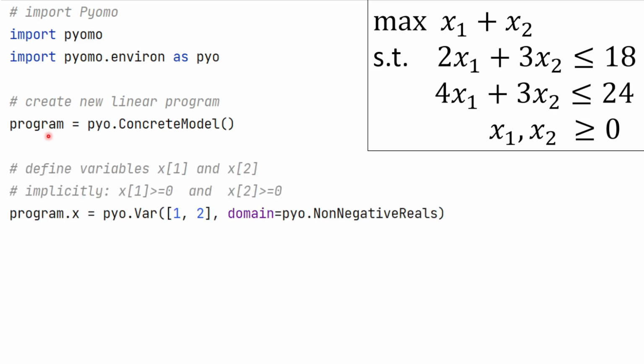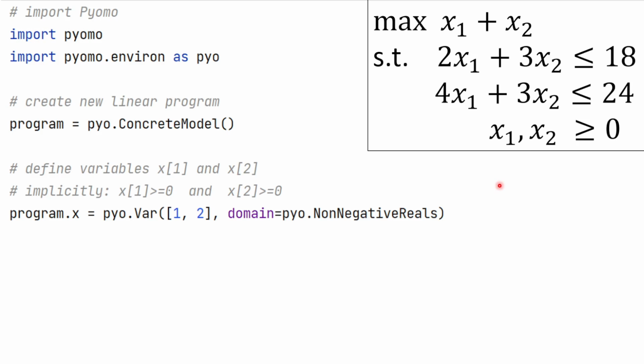Then we need to model our variables. Our variables are x1 and x2, and we do this by writing program.x because we want our variables to be called x1 and x2. And we write here pyo for Pyomo, .Var for variable. 1, 2 means that the variables come in a range from 1 to 2 because we want to have the variables x1 and x2. And here I write domain equals pyo.NonNegativeReals. This ensures that for our variables x1, x2, we automatically have this greater or equal than 0 constraint.